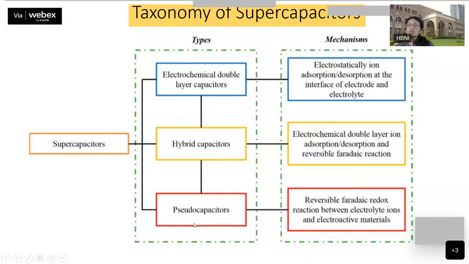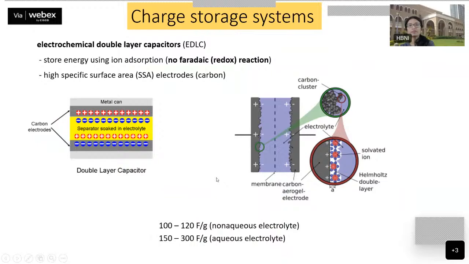And then you have something which is called pseudocapacitors. Here a reversible Faradaic redox reaction happens between electrolyte ions and electroactive materials. And in between these two, as the name suggests, are hybrid capacitors. So here you have both types: electrochemical double layer adsorption and desorption, and a reversible Faradaic reaction. So the redox reaction is also there, and adsorption and desorption is also there. That's a hybrid capacitor.